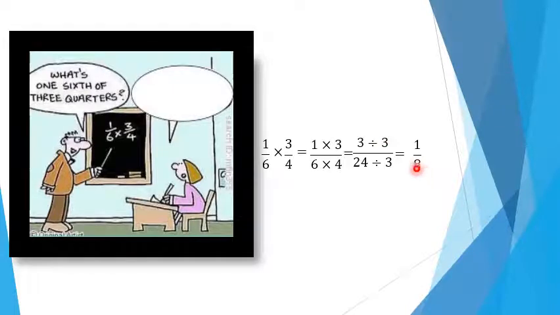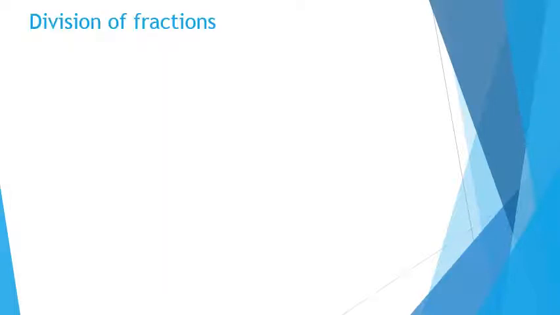There's another method. Here I can say that 3 and 6 are both multiples of 3, so I divide 3 by 3 to get 1, and 6 divided by 3 is 2, and we can say that 2 times 4 equals 8. Okay, in both ways you will have the same result.